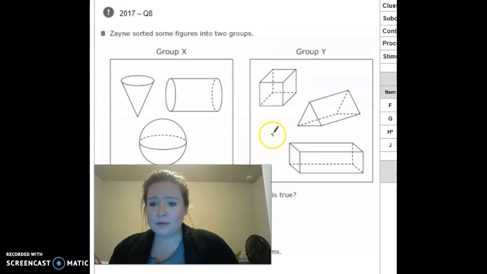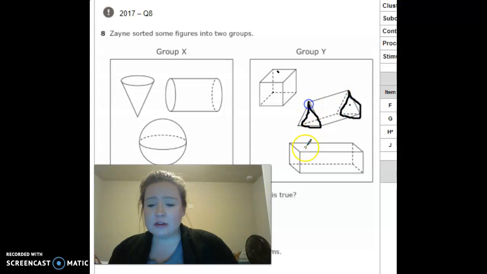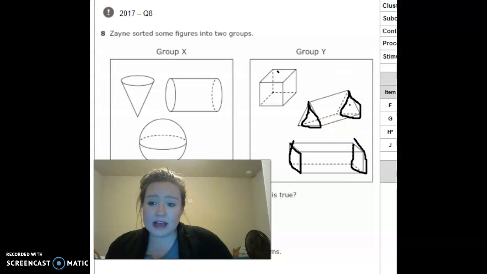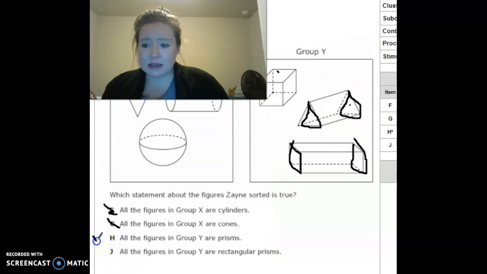Here, this one and this one back here are going to be identical, and then they have flat surfaces. This and this are identical. Those are identical. And this one and this one are identical, okay? And then they have flat surfaces on the other side. So that is a true statement.